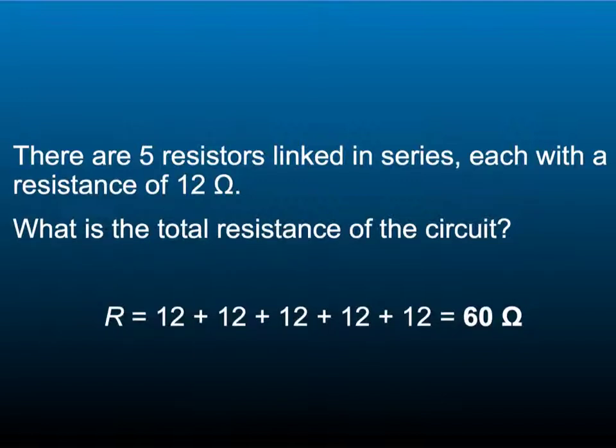In this example, we've got 5 resistors that are linked in series. Each of them has got a resistance of 12 ohms. So the total resistance of the circuit, or R, will be 12 add 12 add 12 add 12 add 12, which is 60 ohms. So if you have resistors that are in series, they will increase the resistance of the circuit.